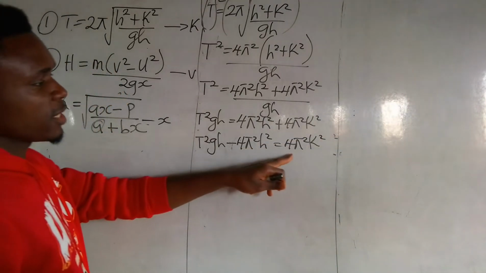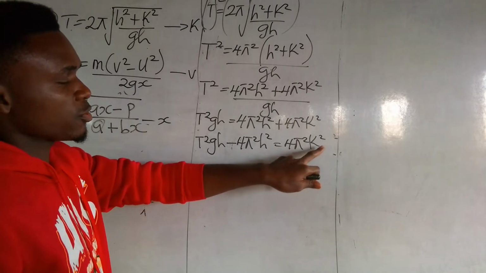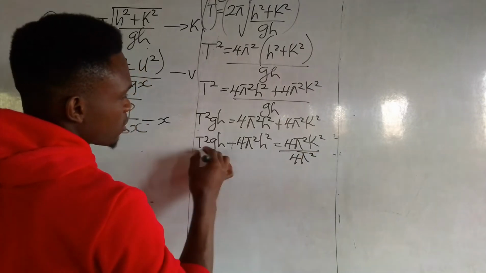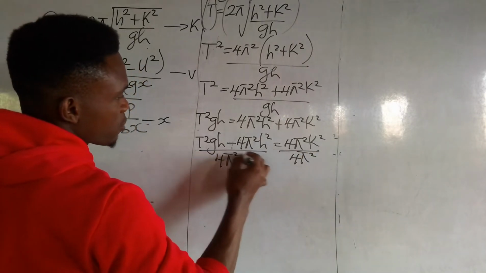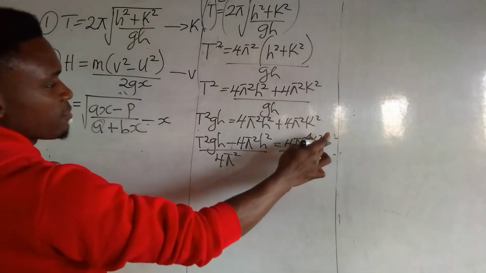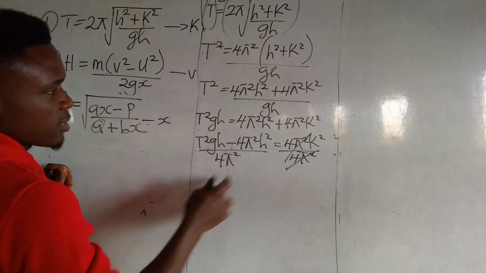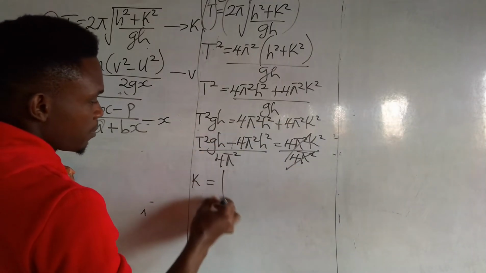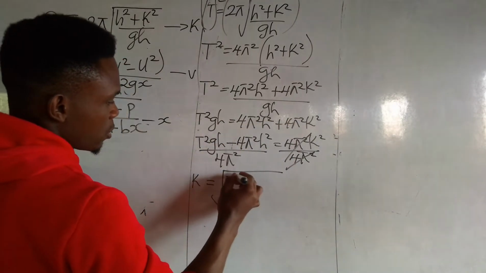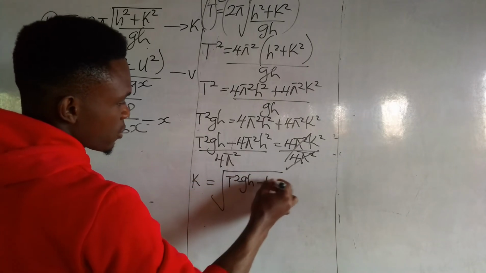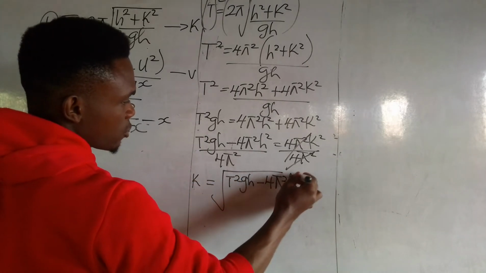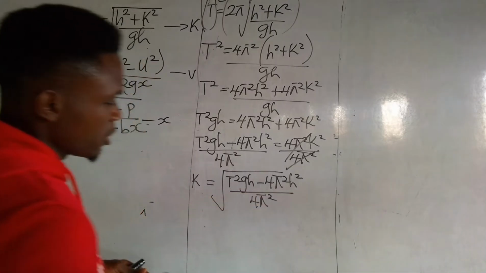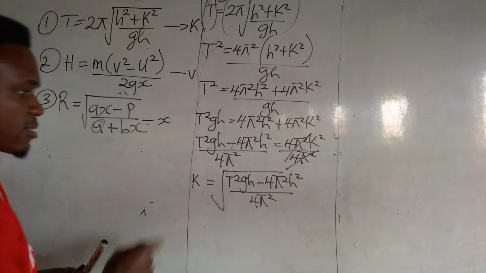Now looking at what we have here, 4 pi squared is attached to k squared. So divide both sides by 4 pi squared. So this will go into this. Now you have k squared equals to this. That is not the answer. Then, since you have the square, this square crosses, and it becomes k equals big root T squared gh minus 4 pi squared h squared over 4 pi squared. Alright, so this is not the final answer as well.